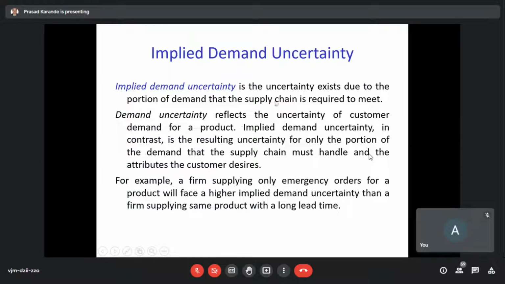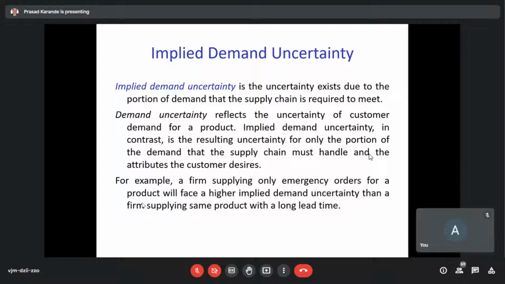Implied demand uncertainty is the uncertainty that exists due to the portion of demand that the supply chain is required to meet. Because of any uncertain reason, whatever demand uncertainty is generated, that is called implied demand uncertainty. For example, a firm supplying only emergency orders for a product will face a higher implied demand uncertainty than a firm supplying the same product with long lead times.